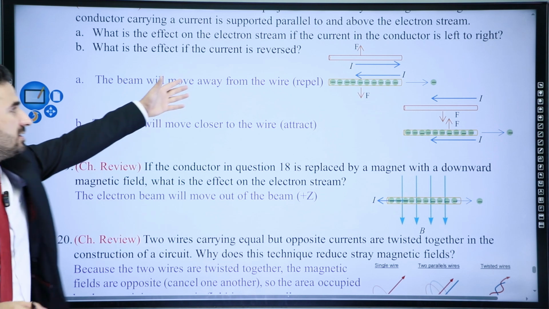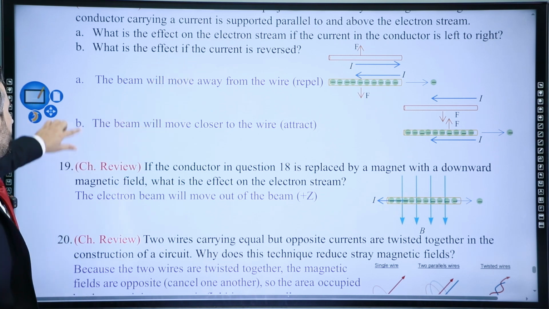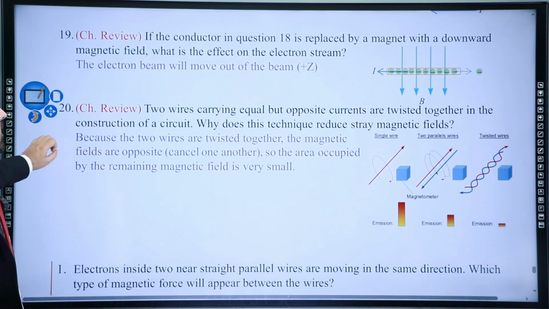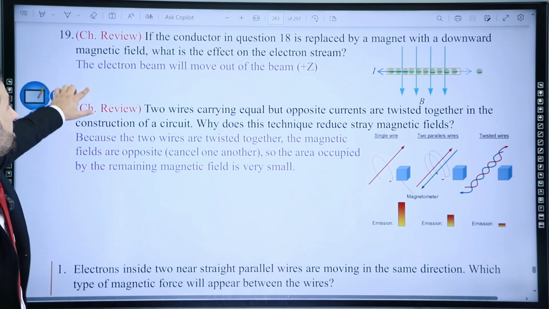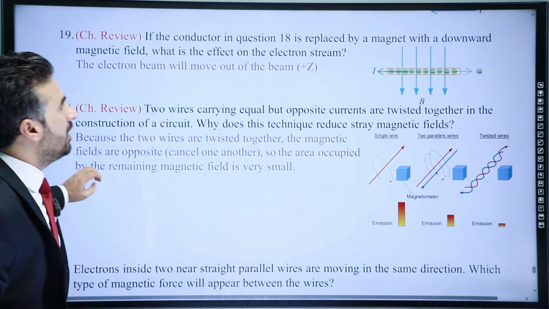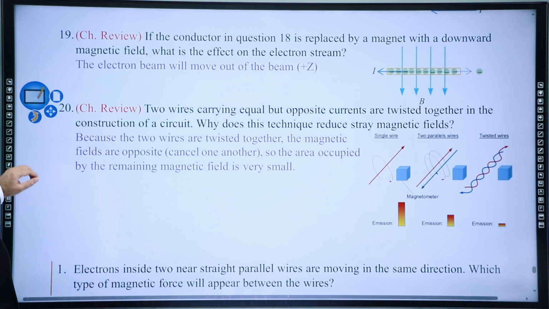So the beam will move away from the wire, that was the first case. For the second case, the beam will move closer because they will attract one another. Now, question 19 says, if the conductor in question 18 is replaced by a magnet with a downward magnetic field, what is the effect on the electron beam?